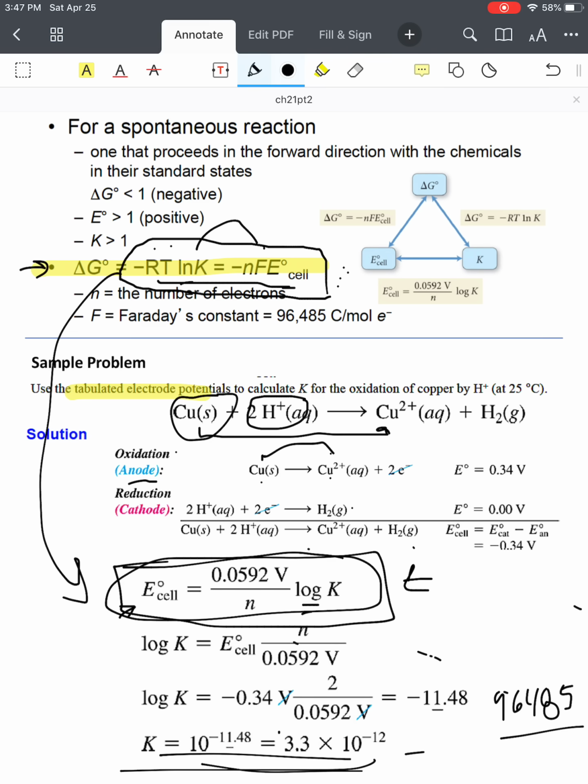All right, but nonetheless, we get the same result. We would have got the same result if we just would have used this relationship as well and plugged in the appropriate values. So no real big deal. But either way, either equation, we found K for this reaction is a very small number. And because of that, we would not predict this spontaneity of this reaction. It does not proceed to the right very much at all.